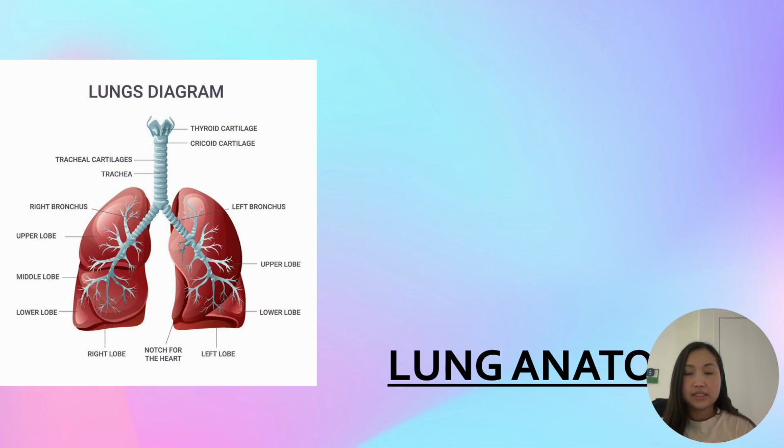So, this is just a basic lung anatomy. The lungs are separated into sections called lobes. The right lung has 3 lobes and the left lung has 2 lobes. Upon inhalation, air enters through the mouth and nose and enters the lung through the trachea. The bronchi enter the lungs and divide into smaller branches called bronchioles.